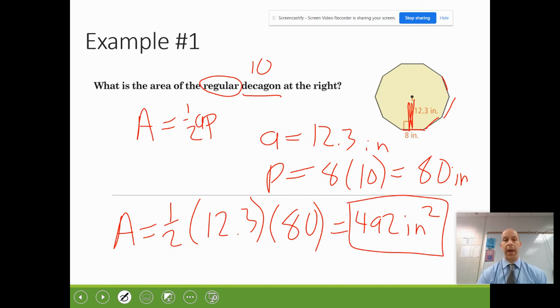So that's the basic idea of this section. Area equals 1/2 the apothem length times the perimeter.